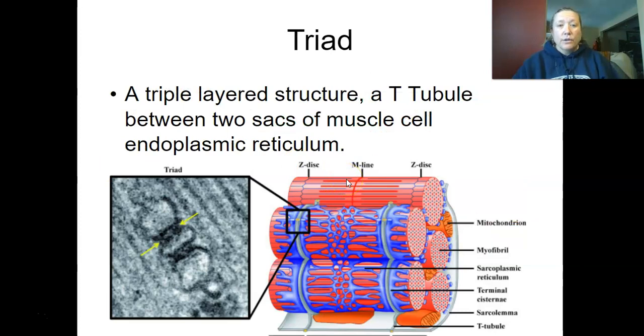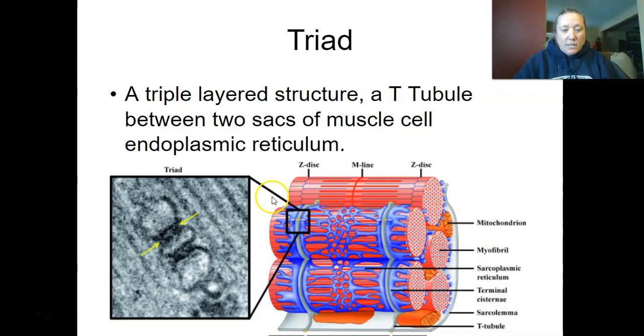The next term is called a triad. Tri means three. So this is going to be three major parts, and then these are going to help with the muscle contraction. So the three parts are going to consist of a T-tubule and then two what we call sarcoplasmic reticulums. All right, so what does that mean?